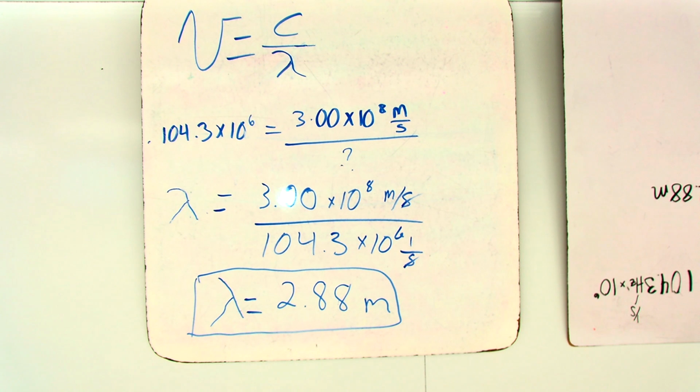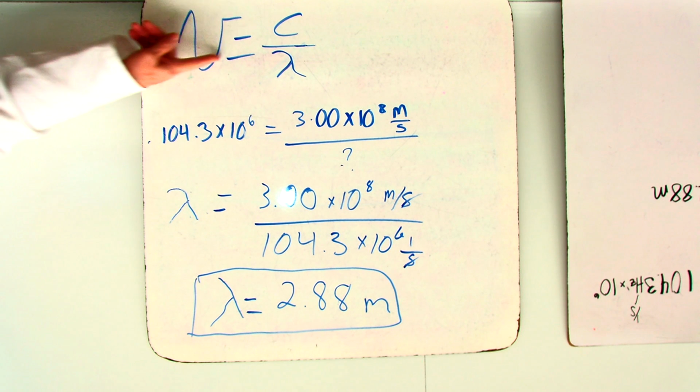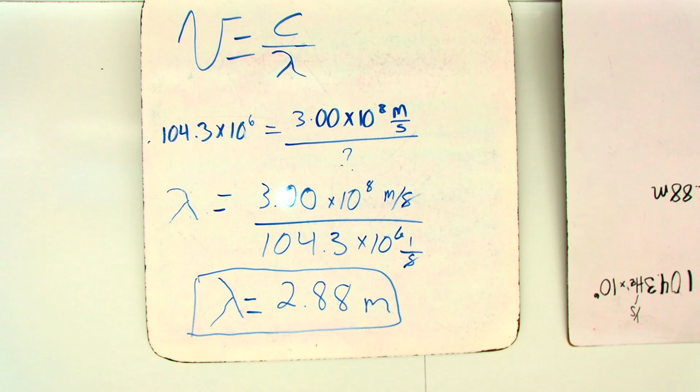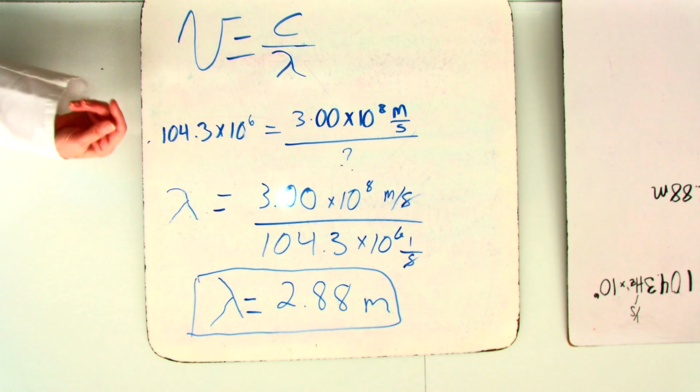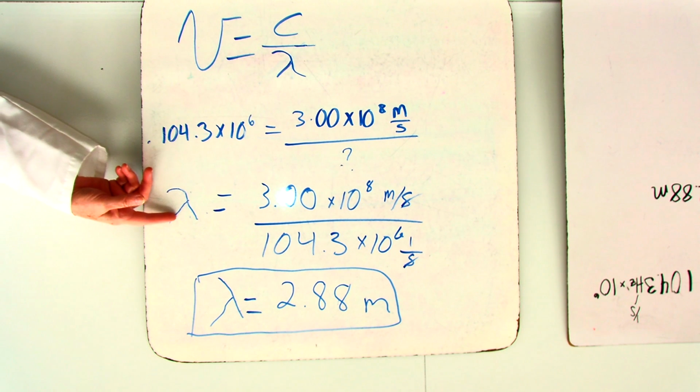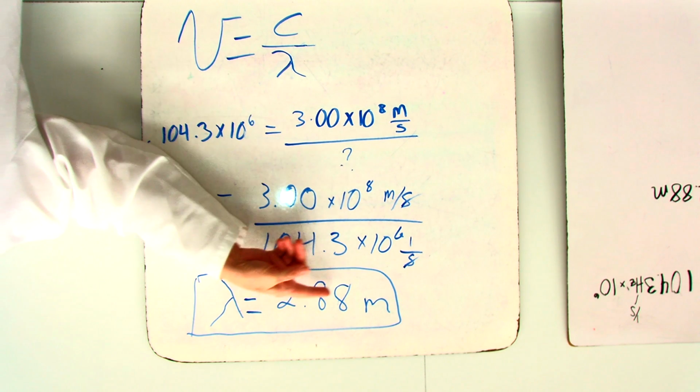So if you look up here, you'll see that all the boards have the same correct answer. Nu is equal to C over lambda. We know the frequency, and it's 104.3 megahertz. Mega is 10 to the 6. So 104.3 times 10 to the 6 reciprocal seconds gives us C, 3.00 times 10 to the 8th meters per second, over lambda, our unknown. When we rearrange and solve, we get lambda is equal to 2.88 meters.